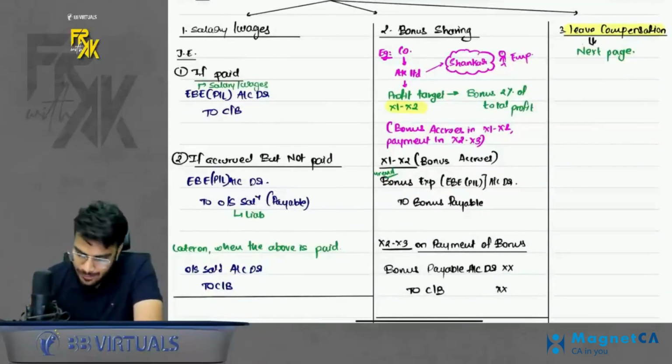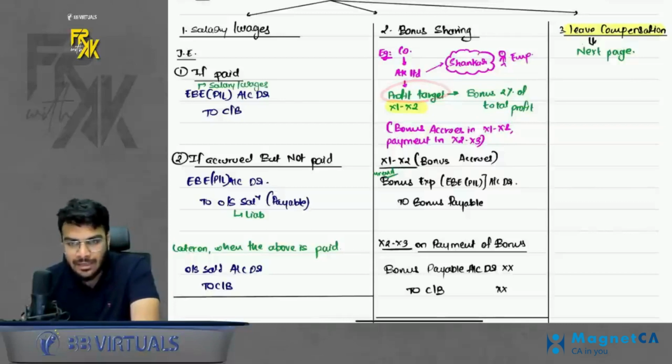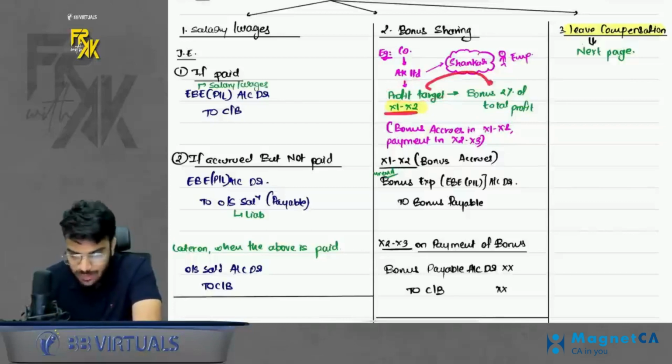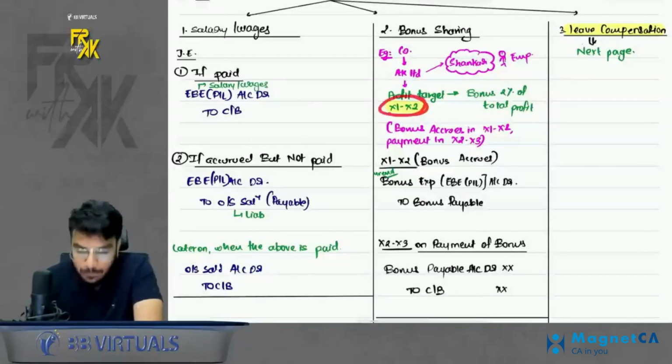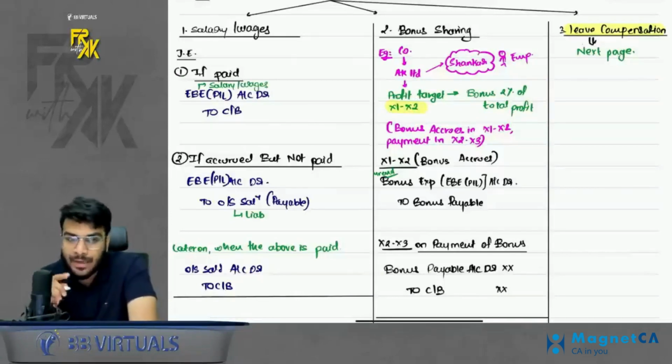So now let's say, for instance, an employee is given a target in the year 11-12 to achieve a profit target, so that he can get a bonus. So now what the company does is, it is giving the bonus on this year's profit, but the payment is going to be made in the next year.